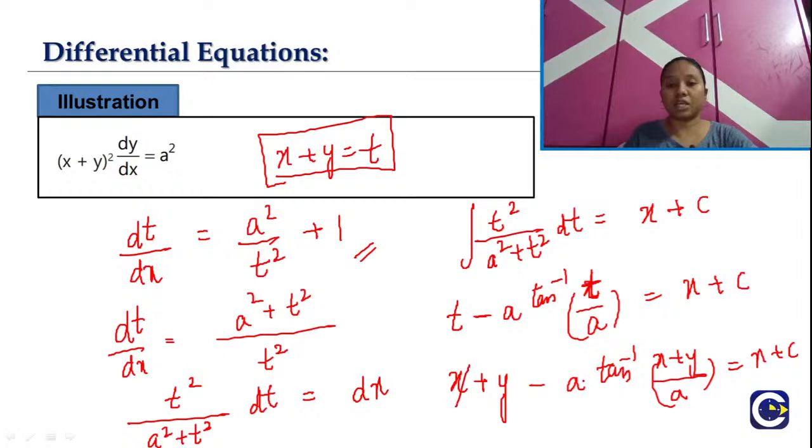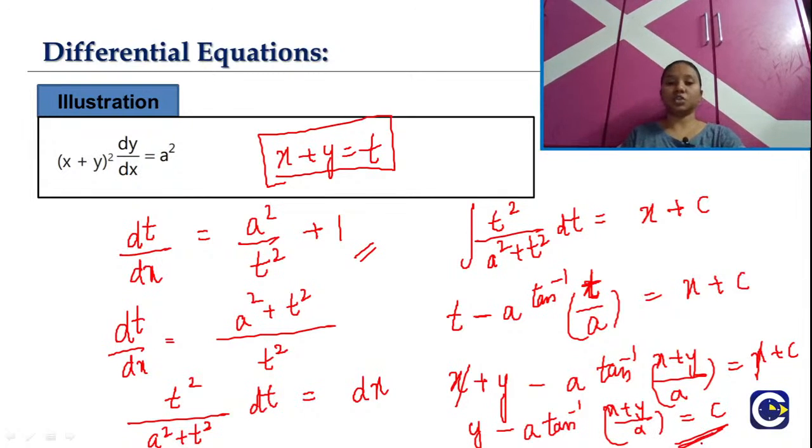Both sides have x, so it will get cancelled and the equation will remain with y minus a tan inverse x plus y by a is equal to constant c. So this will be the solution here.